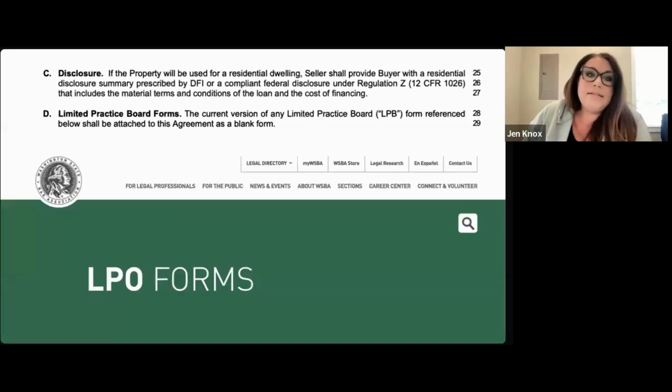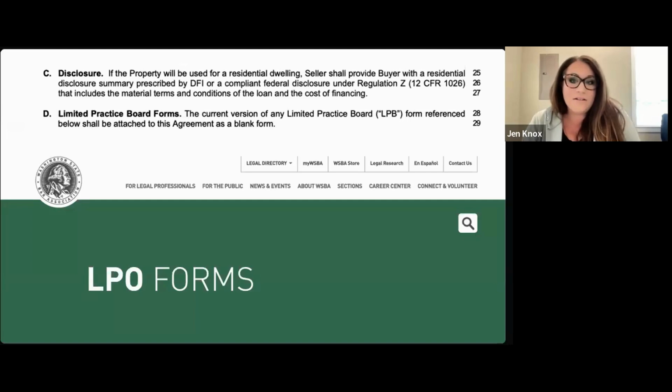Now, the disclosure: the seller must provide the buyer with all material information regarding the loan and the cost of financing, the same as any licensed lender. These rules are basically part of Regulation Z, and that is something that all regular lenders do have to abide by as well. It's the right of the buyer to know all this information.